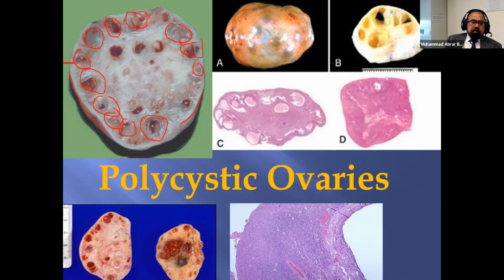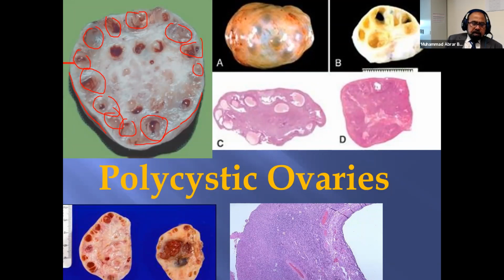For example, if you have an LH surge so strong that the follicle is ruptured and the ova can come out, because of this thick outer surface, it does not allow the ova to go out. It remains inside, and inside, the follicle cannot change into corpus luteum.